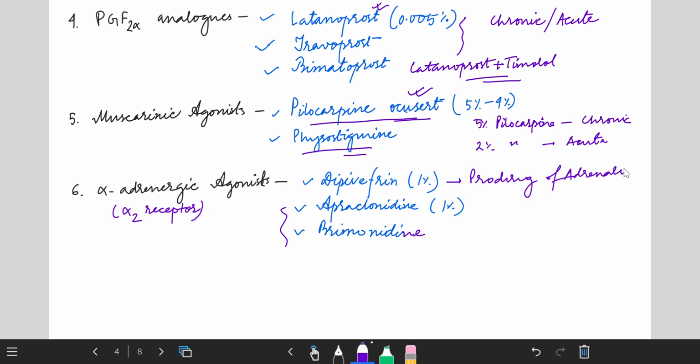of adrenaline, and it obviously needs to penetrate the cornea, and with the help of esterases it gets converted to adrenaline, and thus it increases the uveoscleral outflow and trabecular outflow. Okay, so this is the prodrug. The question always comes: what kind of prodrug is used in glaucoma treatment, that is Dipivefrine.